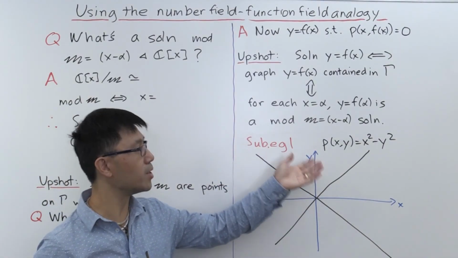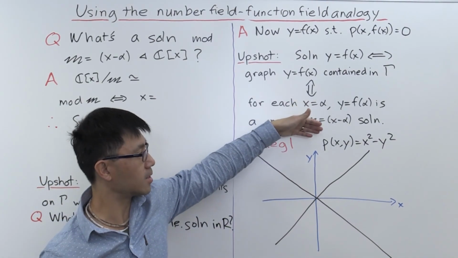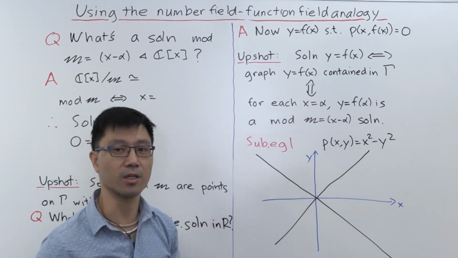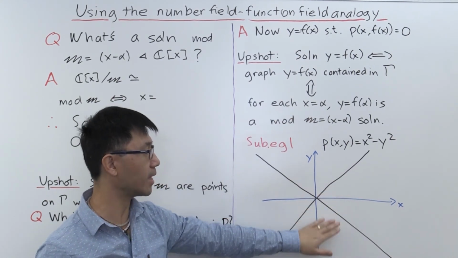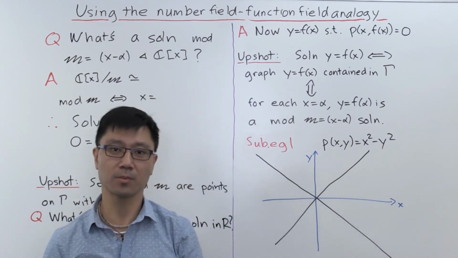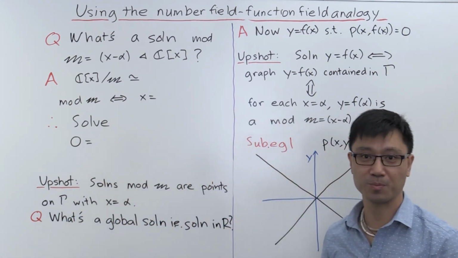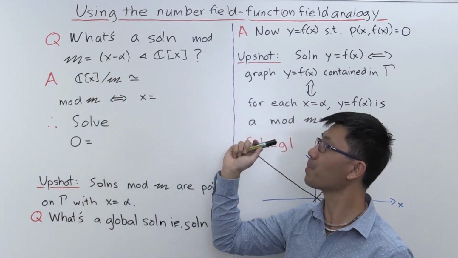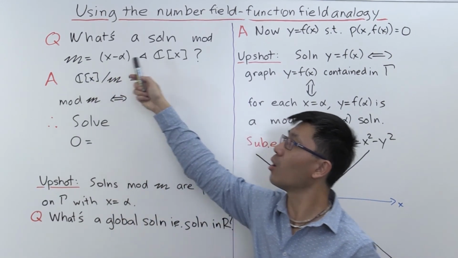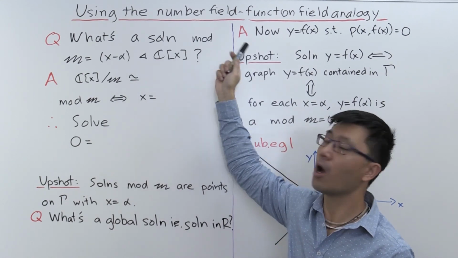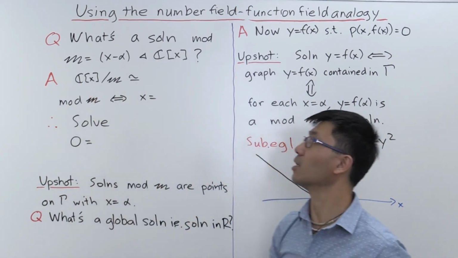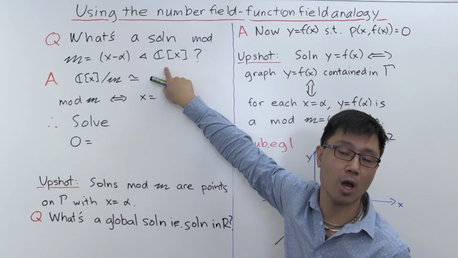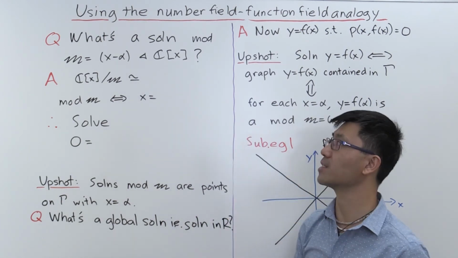So what do we do now that we've graphed the set of solutions to this inside the affine plane with coordinates x and y? Okay, so let me show you. So what's the question we want to have a look at here? We want to understand what does it mean to have a solution modulo some maximal ideal in the case where this ring is the polynomial ring in one variable x over C.